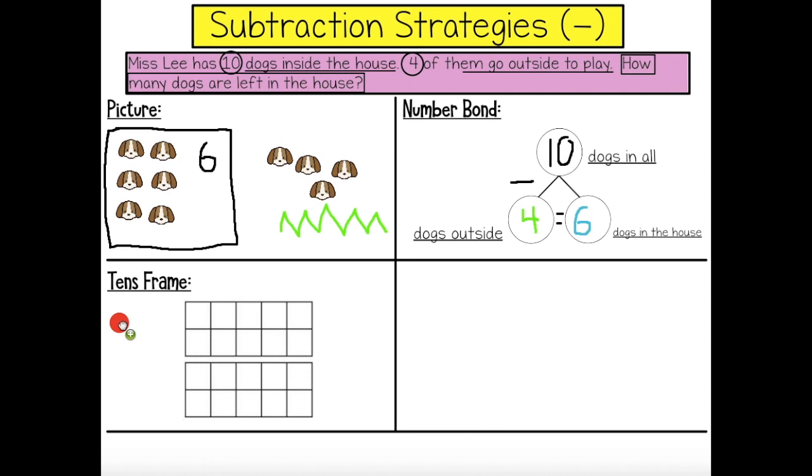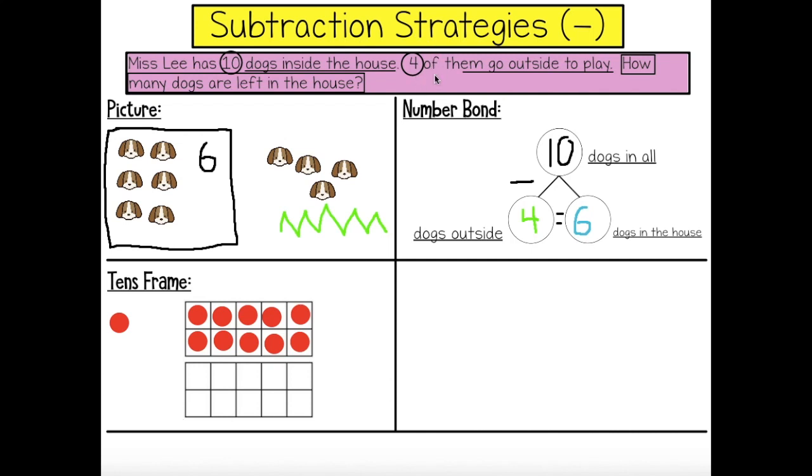Ready? Begin. 1, 2, 3, 4, 5, 6, 7, 8, 9, 10. Now, let's go back to double check our work. 1, 2, 3, 4, 5, 6, 7, 8, 9, 10. I have 10 red counters to represent the 10 dogs inside of the house.